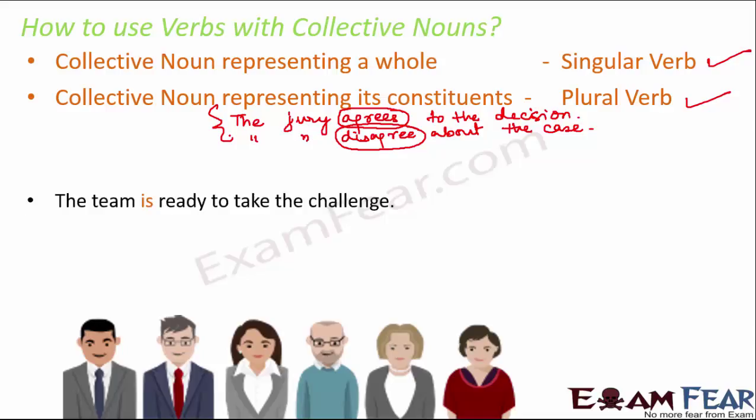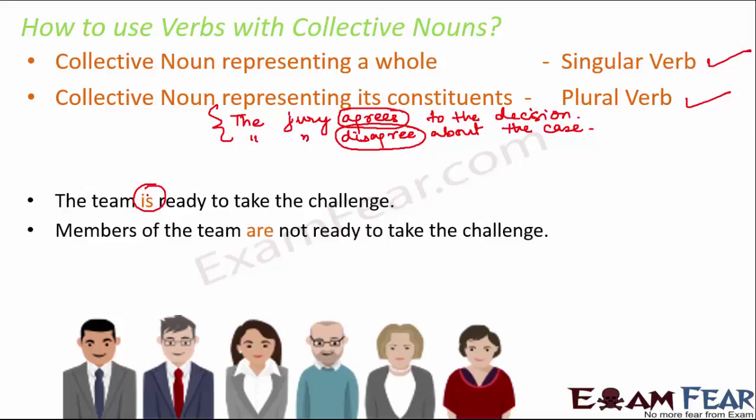The team is ready to take the challenge. So here we are talking about the entire team. So whenever there is agreement, whenever there is unity, whenever something is done together by the collective noun, there we use a singular verb. So here the team is ready to take the challenge. So the team is together. It shows unity. It shows agreement. So therefore the verb is singular.